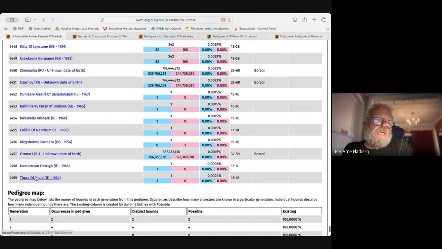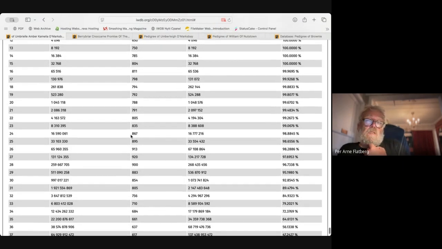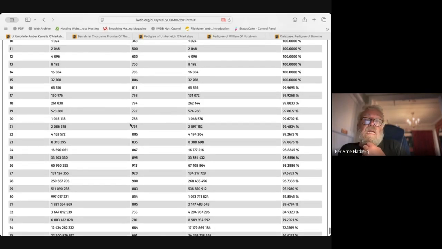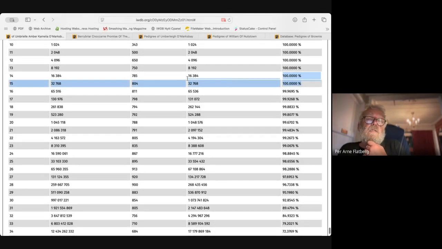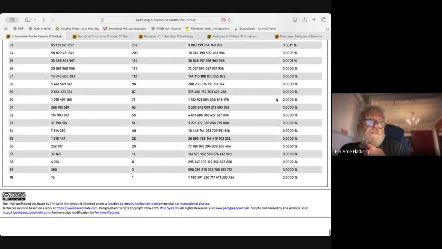Here we'll find the one that's furthest away, Sorrow Ulaid. Only once, 18 generations back. And we also have information about how complete the pedigree is from each generation. And we can see in this case, we have complete information for 15 generations. And then the first founder creeps in at generation 16, which is probably because it is the founder back then.